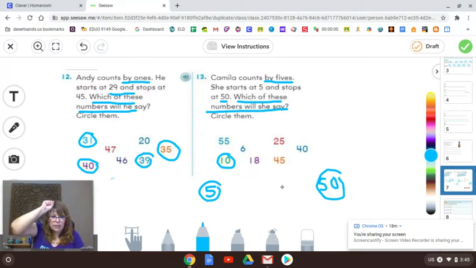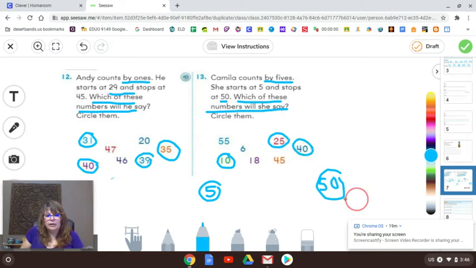20 in my head. 21, 22, 23, 24, 25. 25 is my number. I have it right here. I will say 25 if I count by fives. 25, 26, 27, 28, 29, 30. 30. Nope. 30 in my head. 31, 32, 33, 34, 35. Nope, I don't have a 35. 35 in my head. 36, 37, 38, 39, 40. Oh, I do have a 40.